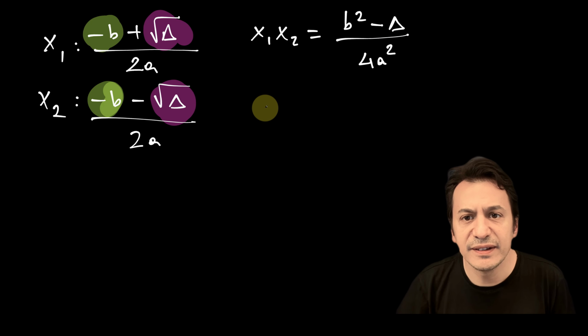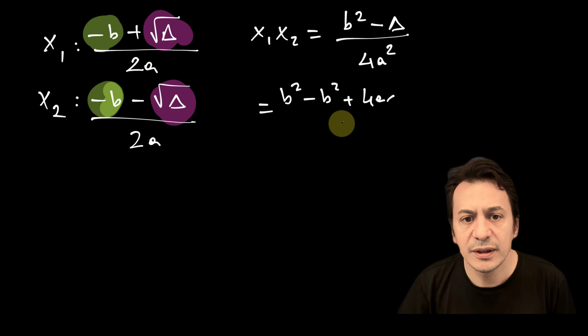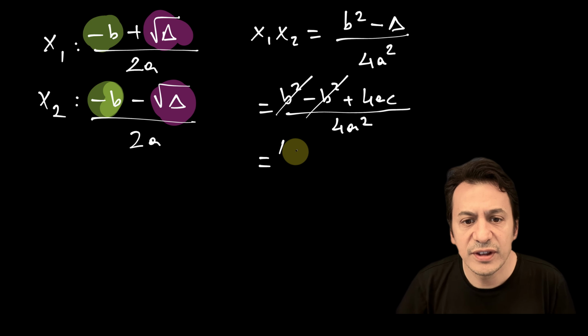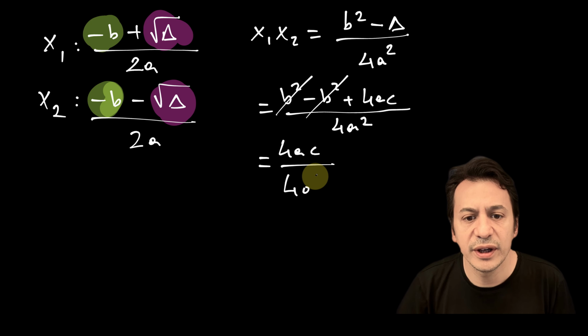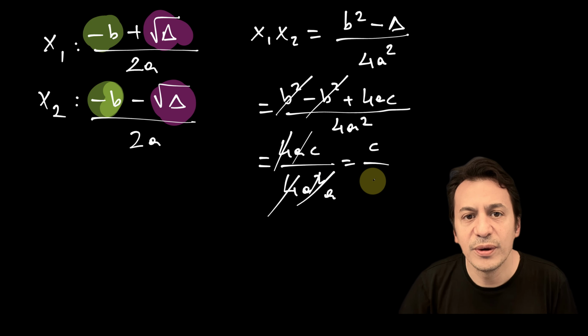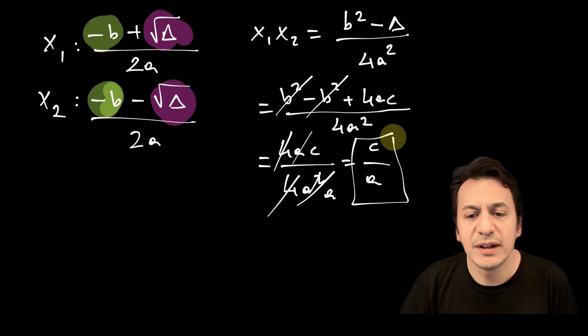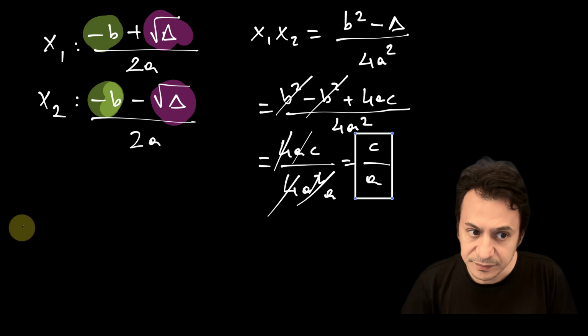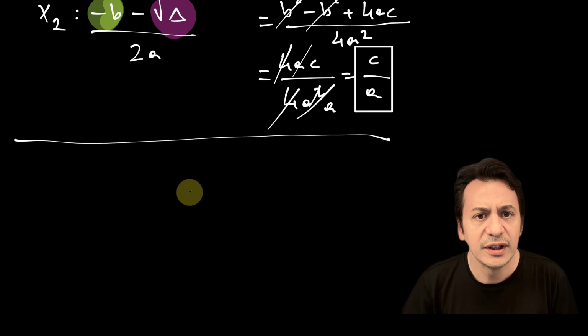Okay, let's plug in delta. b squared minus b squared plus 4ac, divided by 4a squared. Well, these cancel out each other. So it's now 4ac over 4a squared. Now these cancel out. And what I get is c over a. So when you multiply the roots of the expression, you get c over a. Nice remark. What's next? Let's see what happens when you add them.